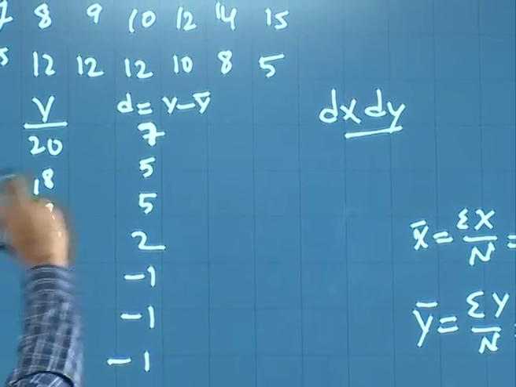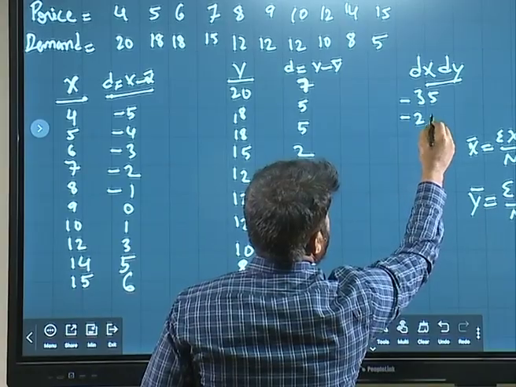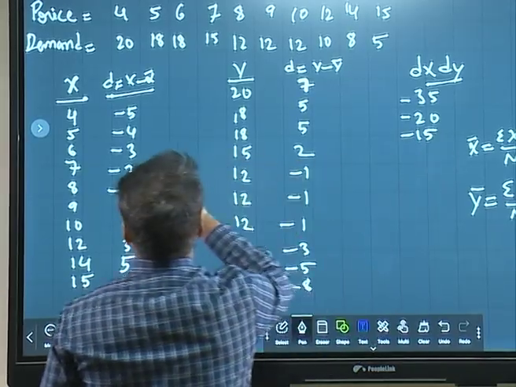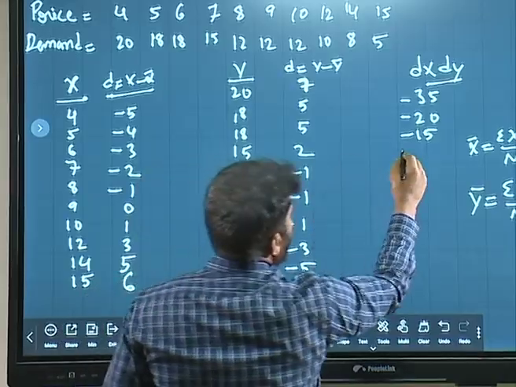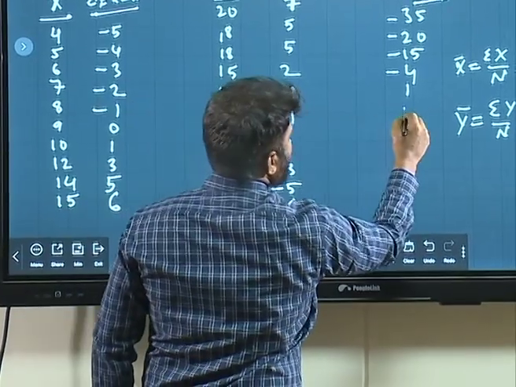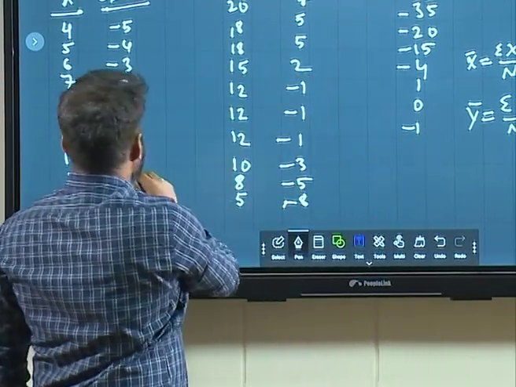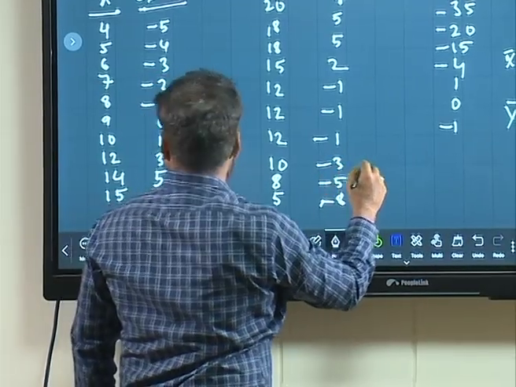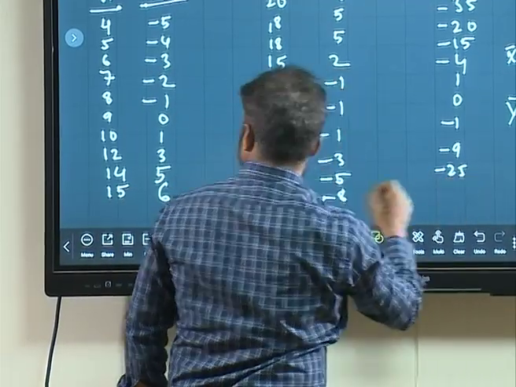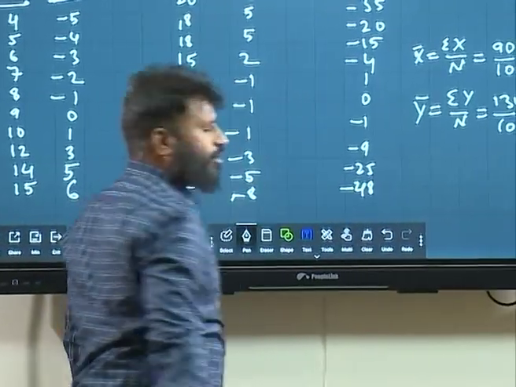So that is minus 5 into 7, minus 35. Minus 4 into 5, 20. Minus 3 into 5, minus 15. Minus 2 into 2, minus 4. Minus 1 into minus 1, plus 1. 0 into 1, 0. And 1 into minus 1, minus 1. And 3 into 3, 9. 5 into minus 5, minus 25. 6 into 8, 48. So this is the product value of x and y.